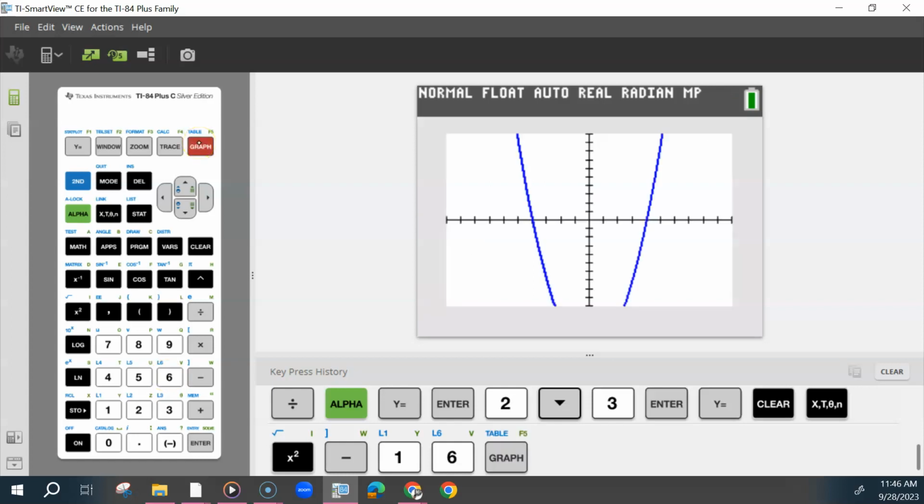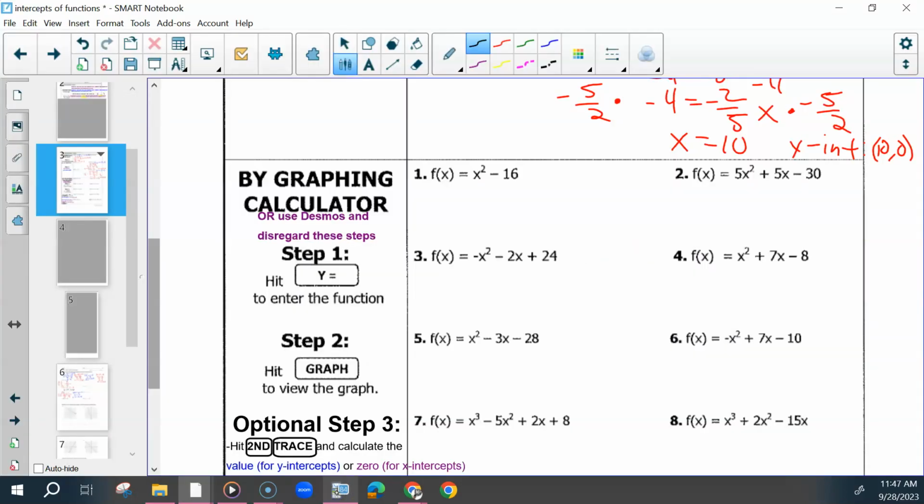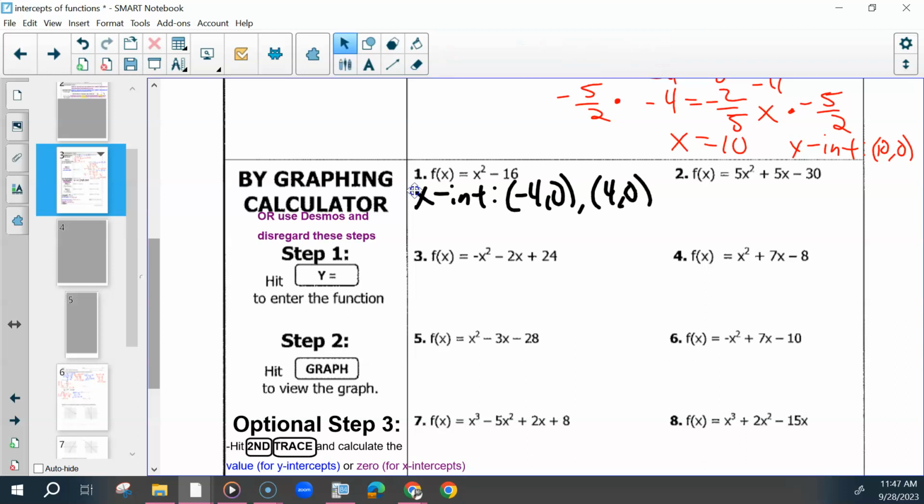We can easily see our x-intercepts at negative 4 and positive 4. We could double check the table, but I'm also going to show you how you can find that without going to the graph portion, without going to the table. So let's write down the x-intercepts so we don't forget them. Negative 4, 0, 4, 0.